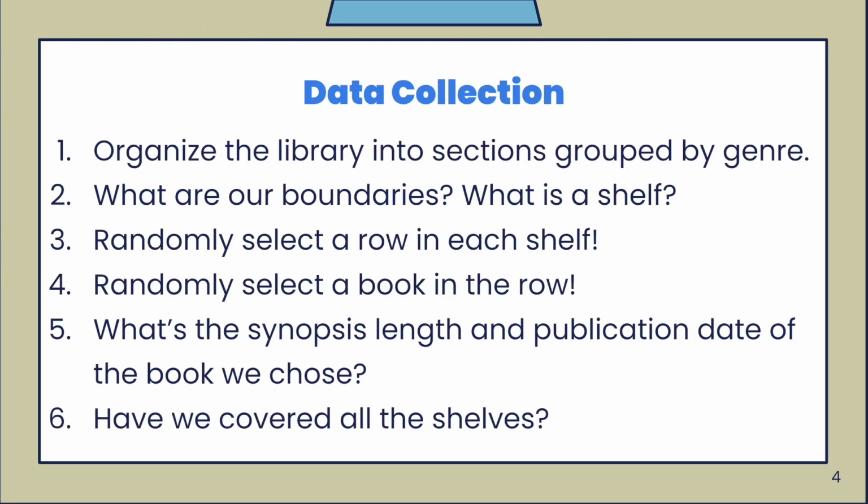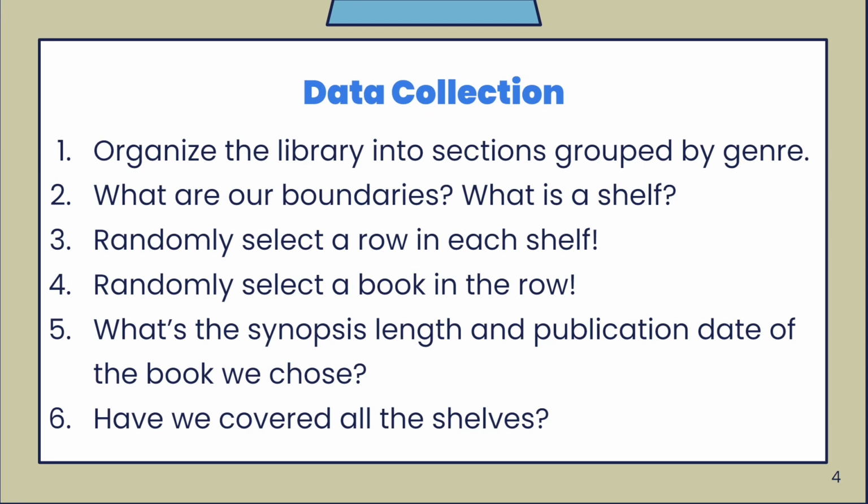So what we did in order to collect this data is, first of all, we organized the library into sections grouped by genre. We broke it down into three different sections because we have three people in our group, based on the physical location of the library, which also happens to group it by genre. On one side, we had our nonfiction area, and on the other side, we had fiction, and there was a third section that was more manga and more nonfiction books.